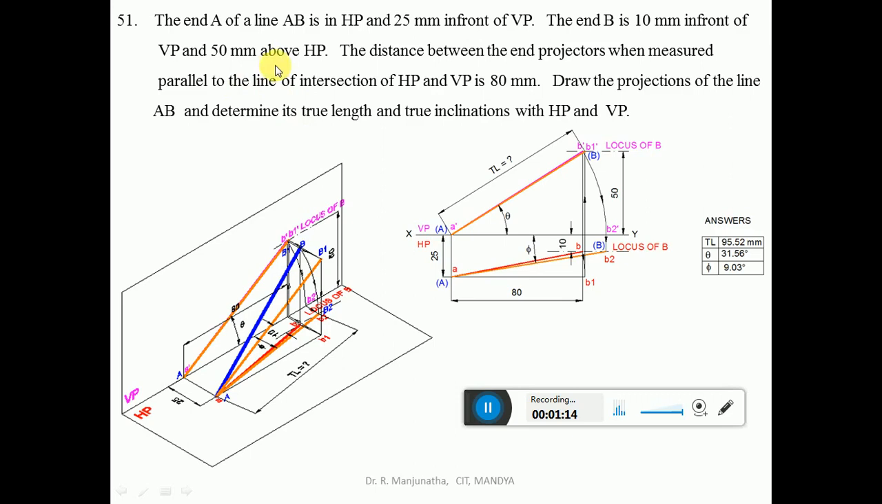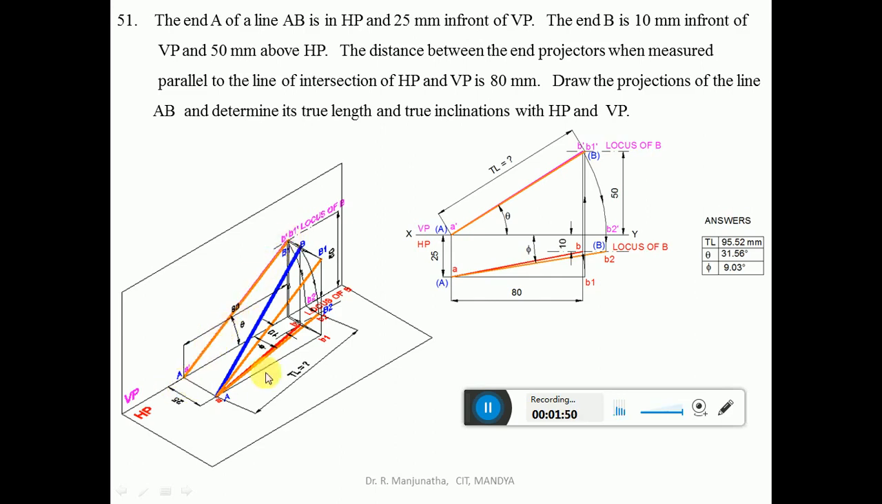And 50 mm above HP. So 50 mm above HP is seen in the vertical plane. From the XY line, you draw a horizontal dash-dot line which will be 50 mm above HP, and you write this as the locus of B in the front view. The distance between the end projectors when measured parallel to the line of intersection of HP and VP is 80 mm. So from this end projector A, you measure the distance of 80 mm and draw a vertical projector such that it cuts the locus of B in the front view, and you mark that point as B dash, then join A dash B dash with a dark line.